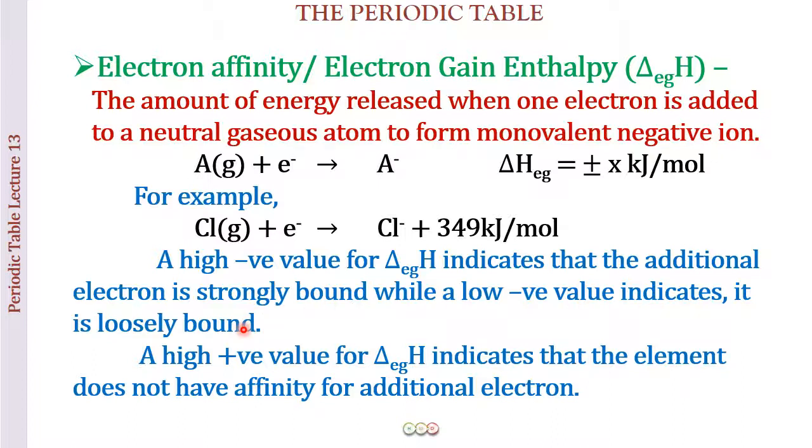And then what happens when the value of delta H is positive? Well, a positive delta H value means that the element does not have any affinity for the additional electron. In fact, we are forcing the electron into the atom by giving energy. So a negative value shows that the element has a tendency to accept the incoming electron. A positive value shows no tendency for the element to welcome the incoming electron.